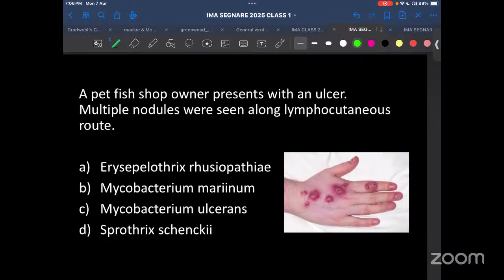See, what is happening here is that this is a pet fish shop owner presenting with an ulcer. A pet fish shop owner means he is in contact with the fish. Okay, one of you has answered it correctly, Varunka Raju. So the answer here is actually Mycobacterium marinum.